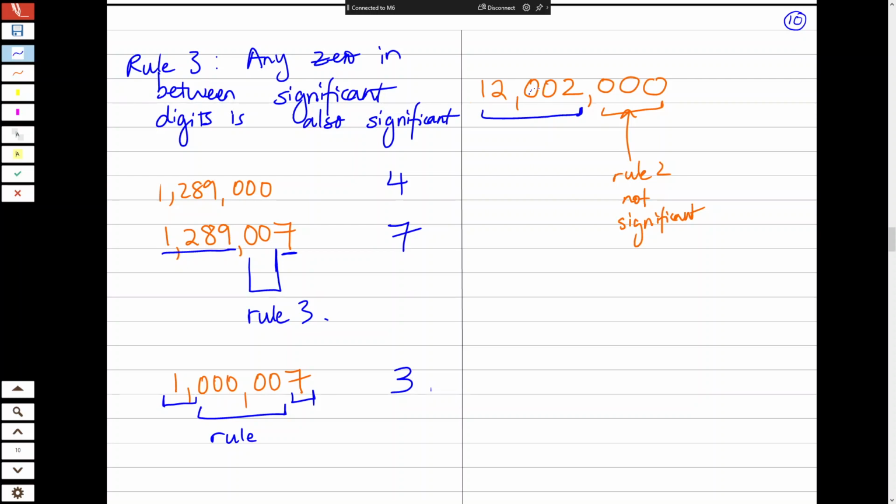Okay, and from rule 1, we know that the 1, the 2, and the 2, those are significant. Why do we count the zeros in between them? Because any zeros in between digits. Any zeros in between are significant. So these zeros here, rule 3. Alright, you guys okay with this? Okay, so if you get these 3 rules today, that's a big win.